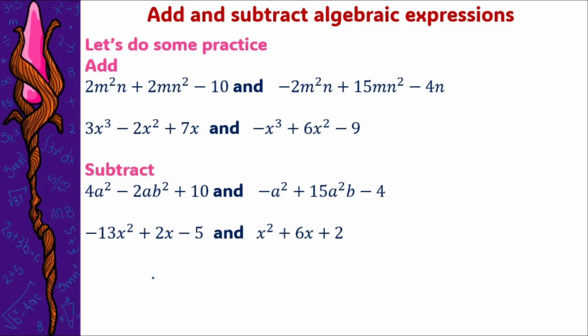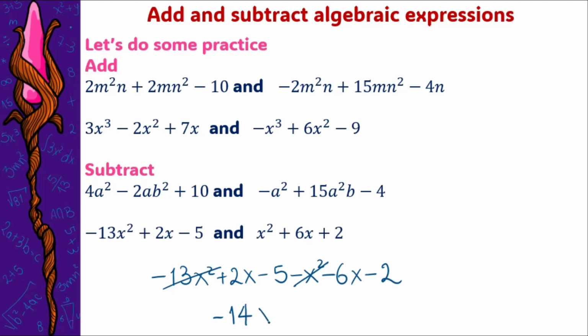And then the last one, minus 13x squared plus 2x minus 5 minus x squared minus 6x minus 2. Minus 13 minus 1 is minus 14x squared. 2 minus 6 is minus 4x, and minus 5 minus 2 is minus 7.